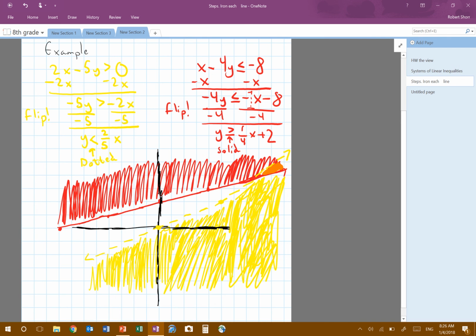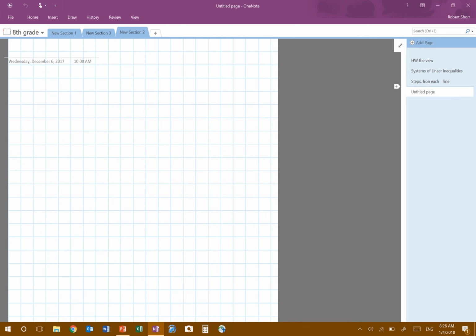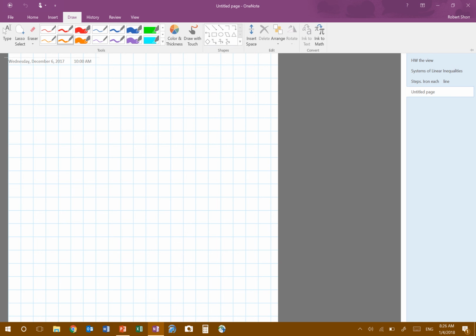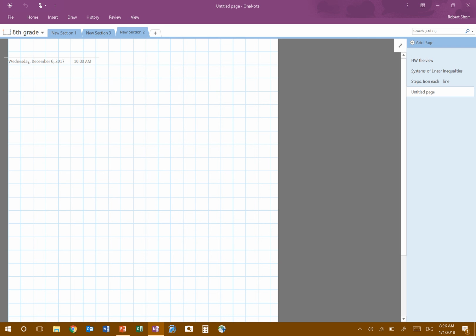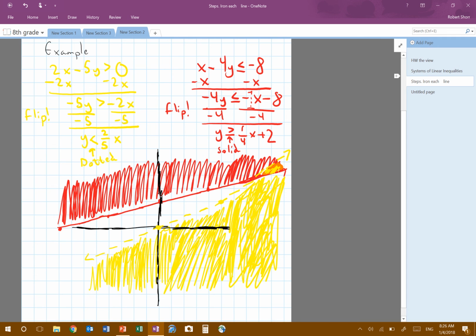The last thing to do would be to figure out how to do one backwards. So if it gives us the graph, and we need to find two inequalities. Actually, yeah, let's not do that.